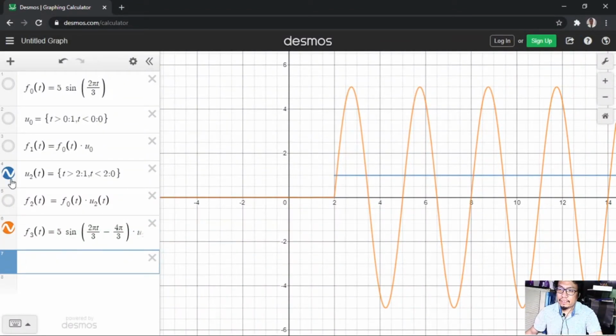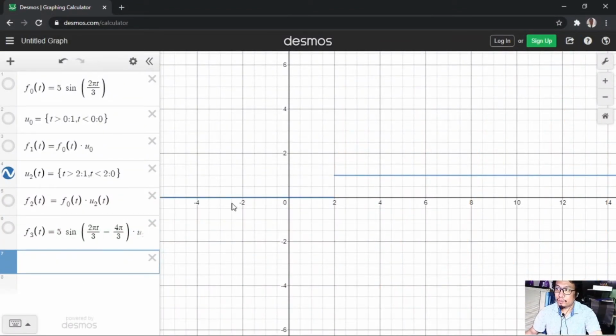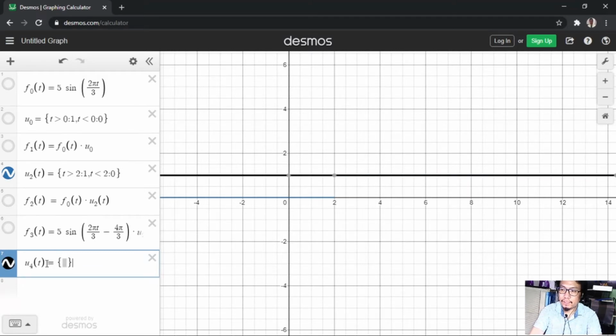Let's define here another signal. This is u of t minus 2. Let's define another signal called u sub 4, where the subscript 4 depicts the delay. So u sub 4 of t: for t greater than 4, the value of the signal is 1, while for t less than 4, the value of the signal is 0.